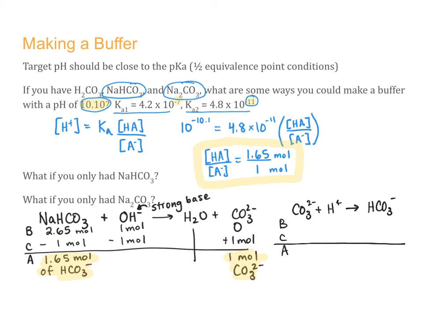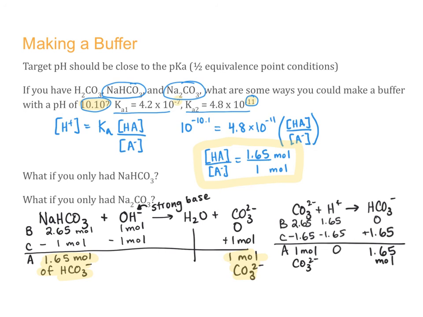We would start with 2.65 moles of this, and we would add 1.65 moles of H plus to it, so that 1.65 moles worth of the carbonate ion is converted into its conjugate acid. And again, that accomplishes the same thing as before. We've got 1 mole of carbonate ion for every 1.65 moles of hydrogen carbonate.